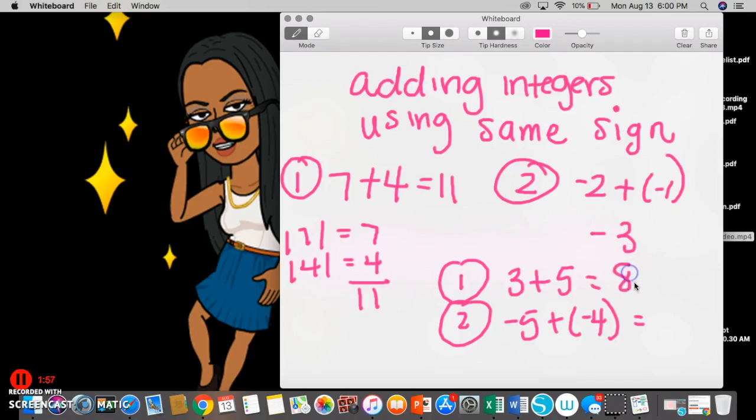Okay, I hope that for 3 plus 5, you got 8. And for negative 5 plus negative 4, you got negative 9. Good job. So now I'm going to move on to us working on adding integers using different signs.